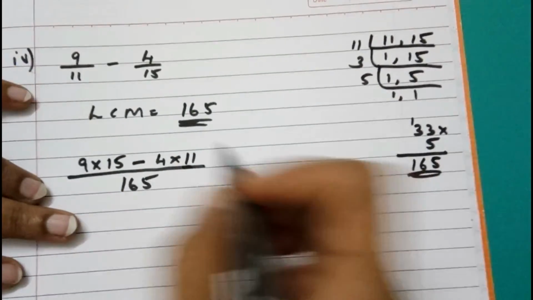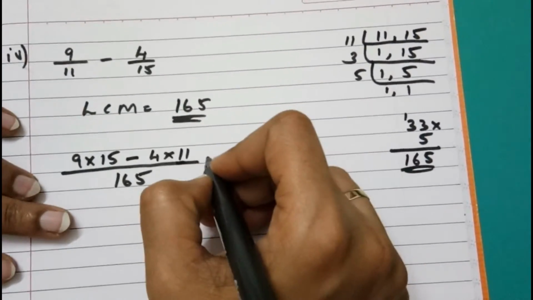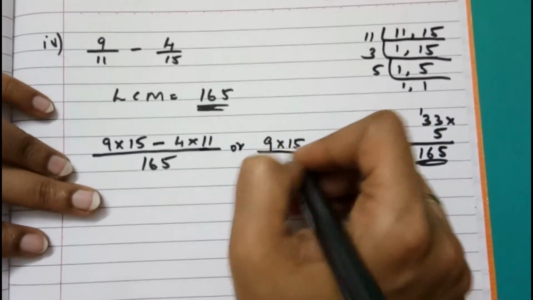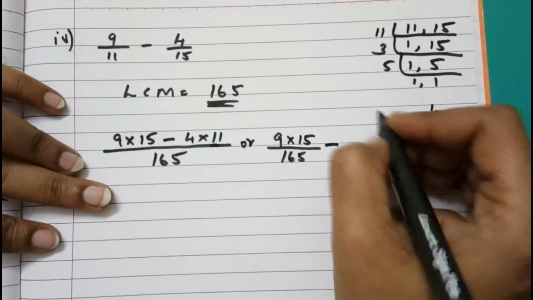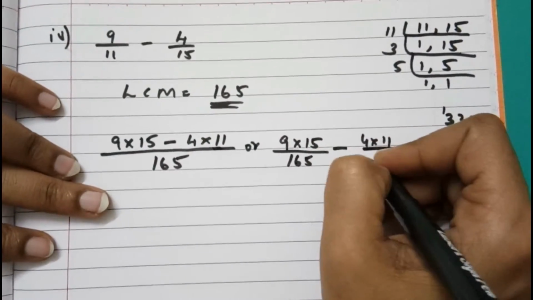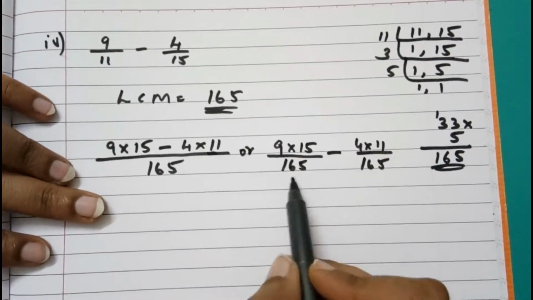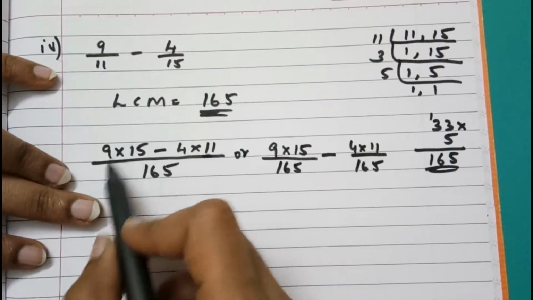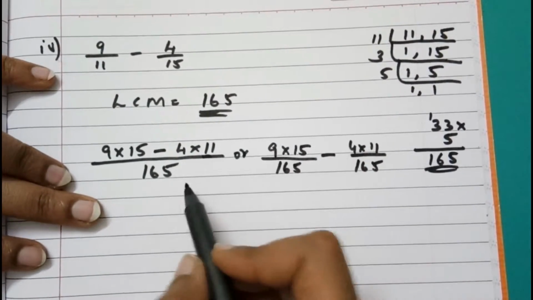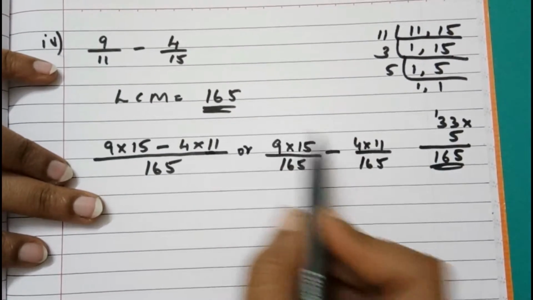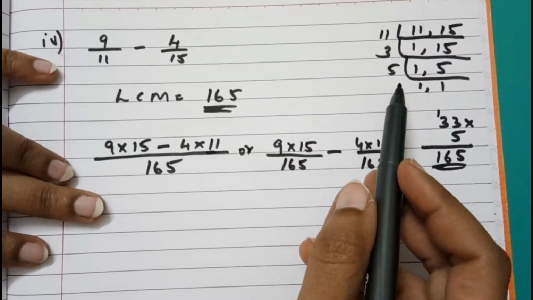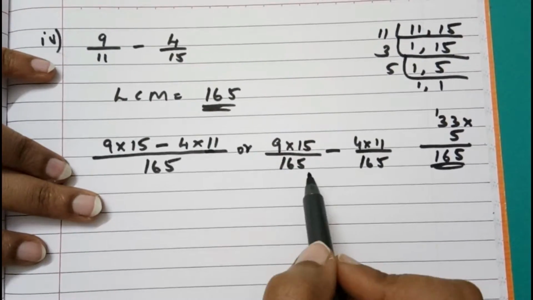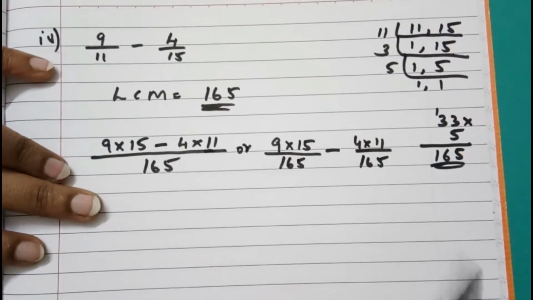Okay. So it can be either written like this, or you can write as 9 into 15 by 165 minus 4 into 11 by 165. So you can either write it separately as given in the question, or you can write it commonly like this. Both mean the same. Why? Because we have found the common denominator through calculating this LCM. Okay. So if you are getting confused like this, you can also write like this, and if this is comfortable for you, you can also use this method.